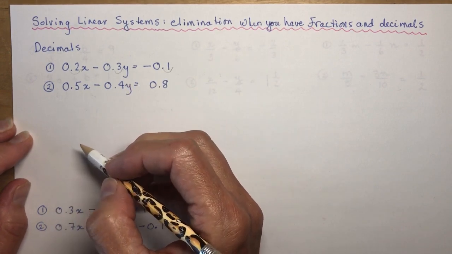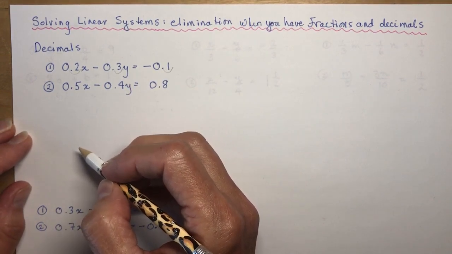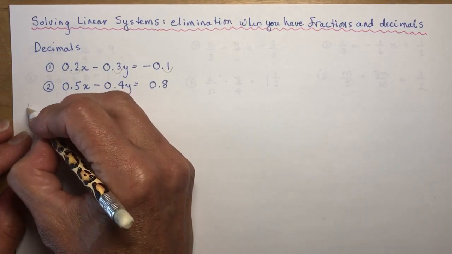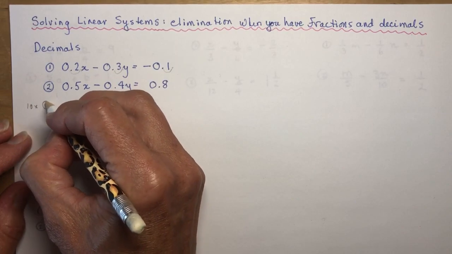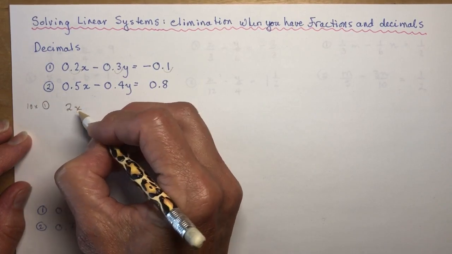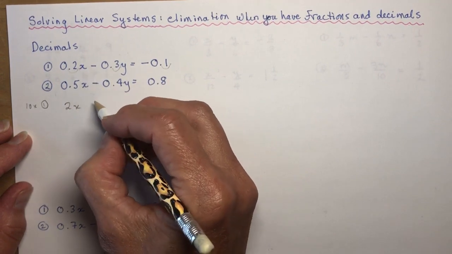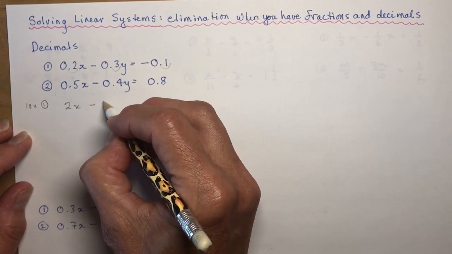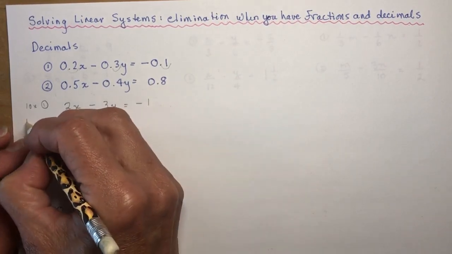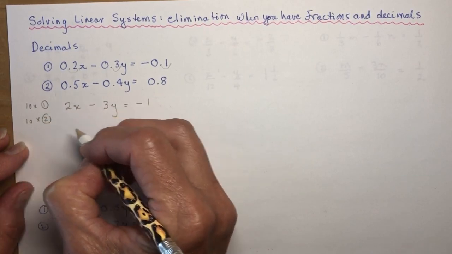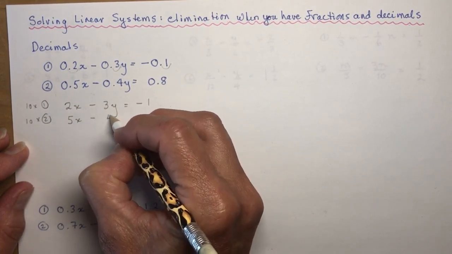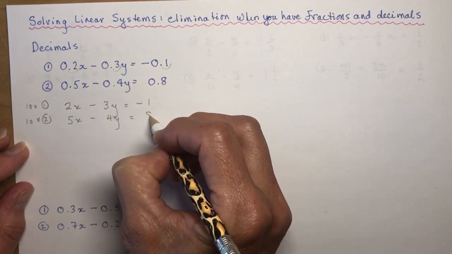So I'm going to write every term in both equations. I'm going to multiply each term by 10. So 10 times equation 1. All you do is just move that decimal over. So I have 2x. And of course, if you had hundreds, you'd multiply by 100, right? Okay, so minus 3y equals minus 1. Equation 2, I'm going to multiply that by 10 as well. And that's going to give me 5x minus 4y is equal to 8.